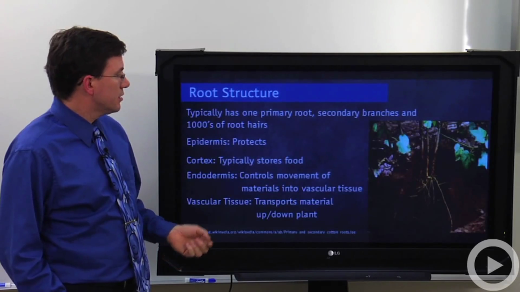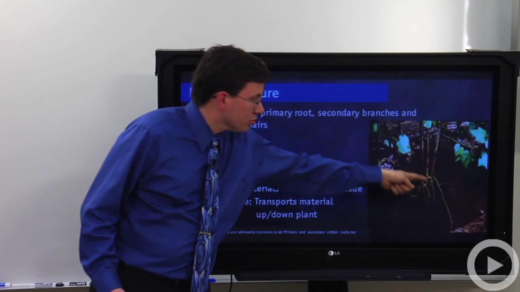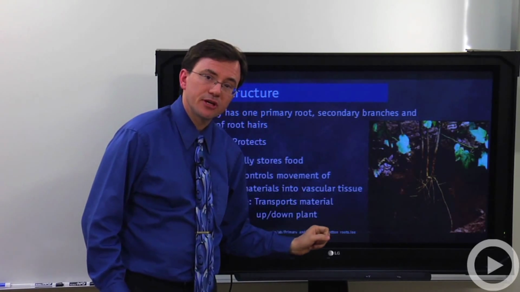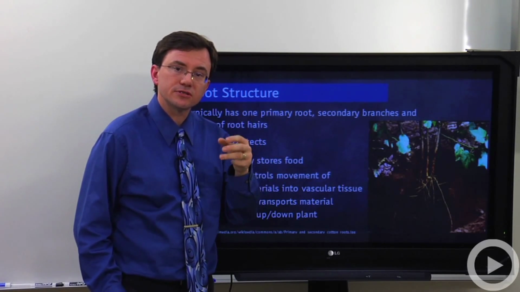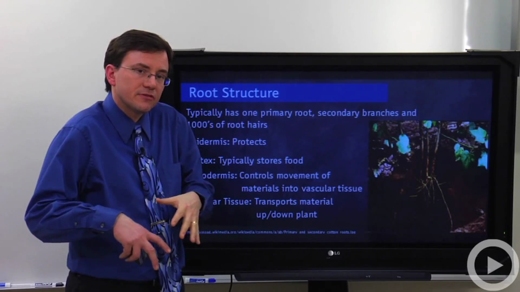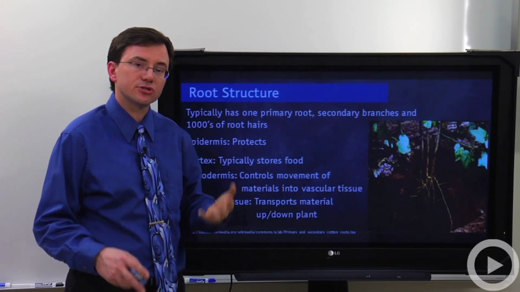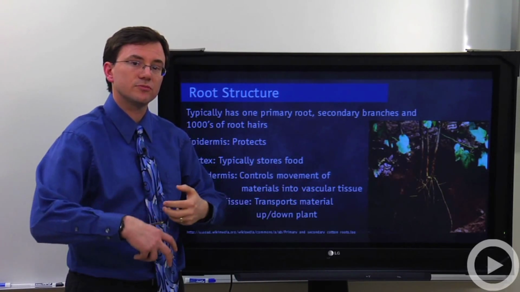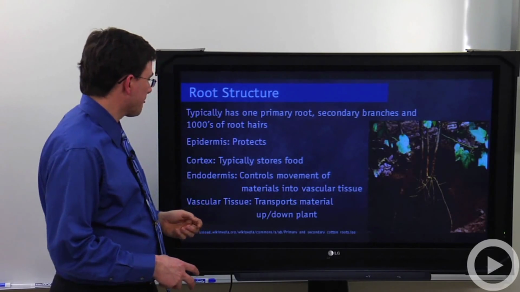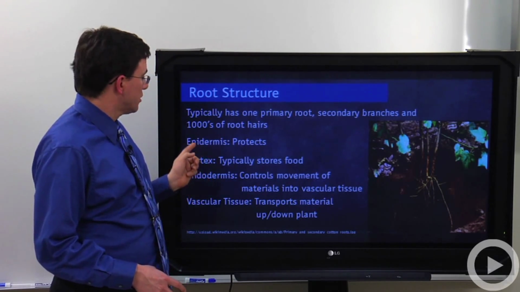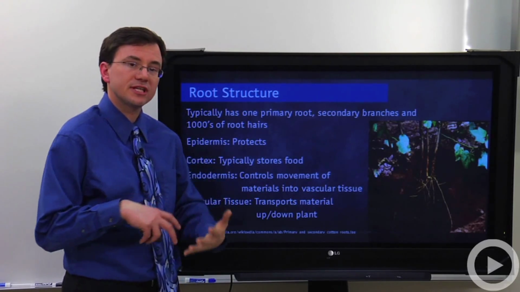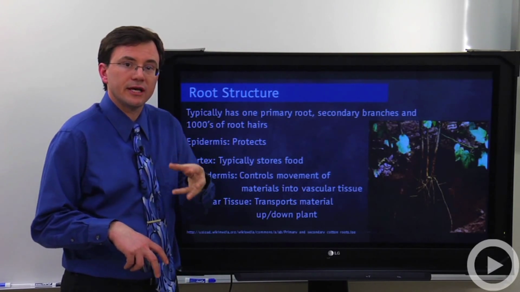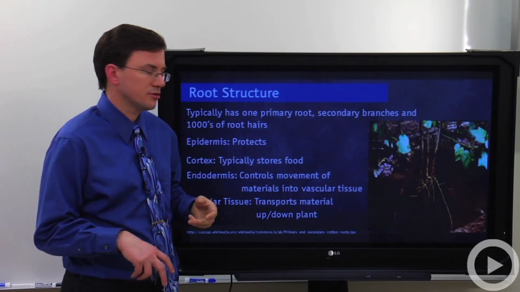Roots, on the other hand, have one primary root with a bunch of secondary roots coming off of it, with thousands of root hairs coming off of individual cells. The purpose of the root hair is to give a much greater surface area to volume ratio to allow the plant to absorb a lot more water from the soil. It has four layers. The epidermis, which again is kind of like our epidermis in that it protects the growing root and keeps unwanted material out.